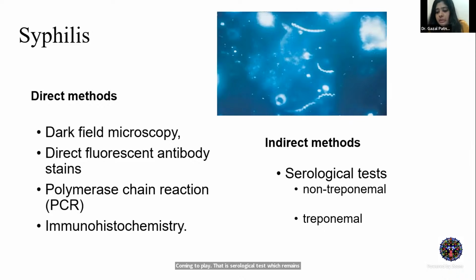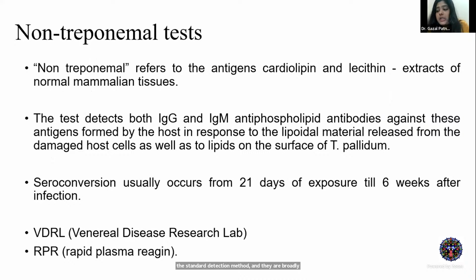and they are broadly categorized into non-treponemal and treponemal. The non-treponemal term refers to antigens cardiolipin and lecithin, which are extracts of normal mammalian tissues. So the test detects both IgG and IgM antiphospholipid antibodies against these antigens, formed by the host in response to the lipidal material released from the damaged host cells, as well as to the lipids on the surface of Treponema pallidum. Seroconversion usually occurs from 21 days to 6 weeks of the infection.